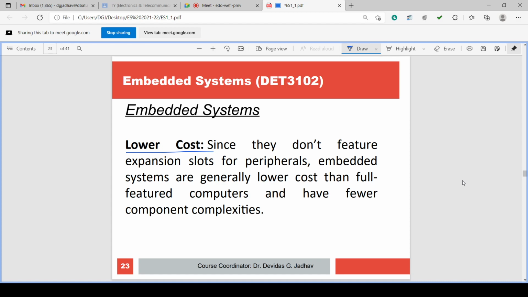Instead of the fewer components, many general purpose components are added. So complexity increases. So computer has larger complexity because it is a general purpose system.